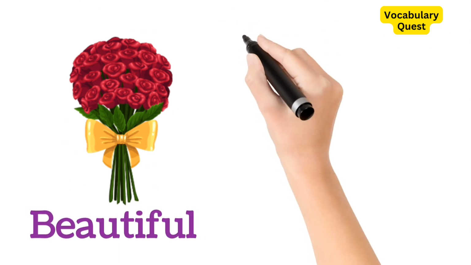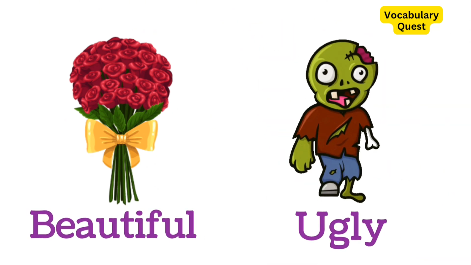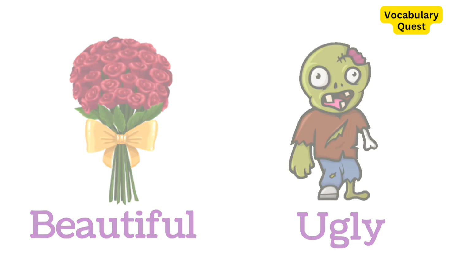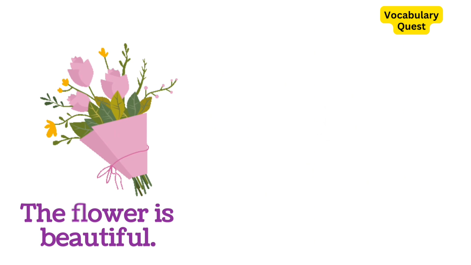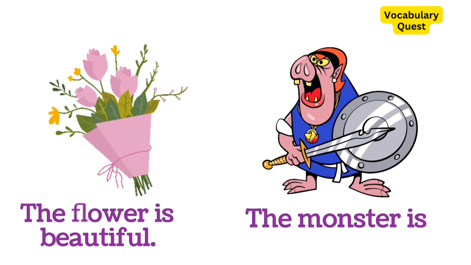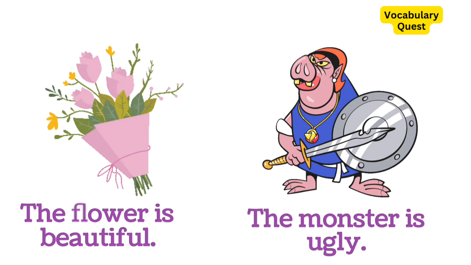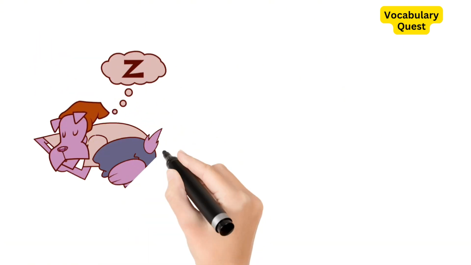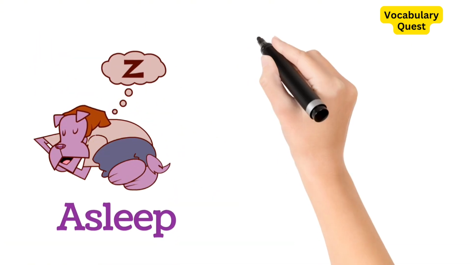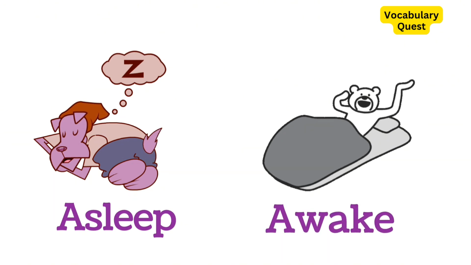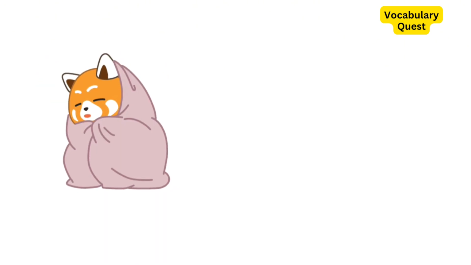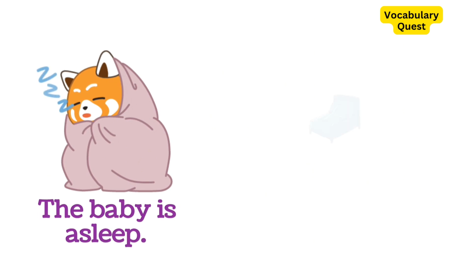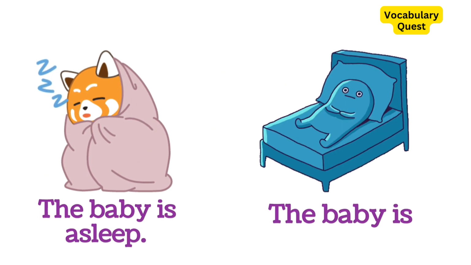Beautiful, ugly. The flower is beautiful. The monster is ugly. Asleep, awake. The baby is asleep. The baby is awake.